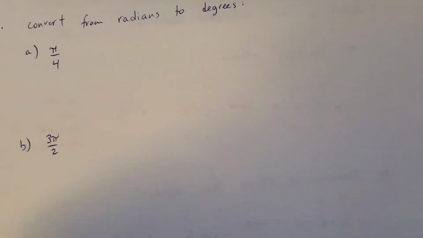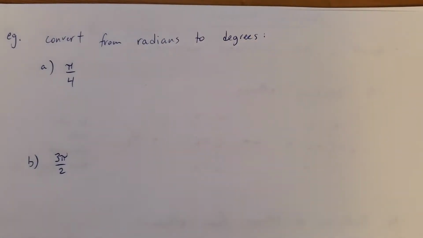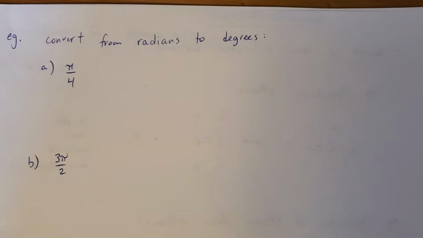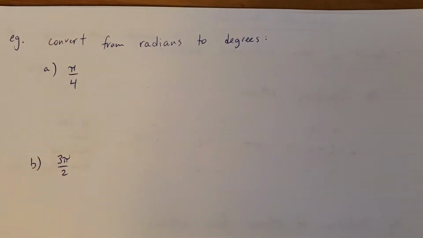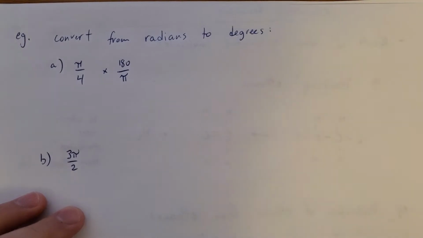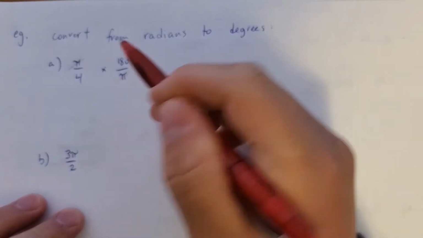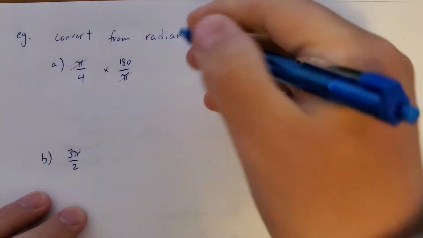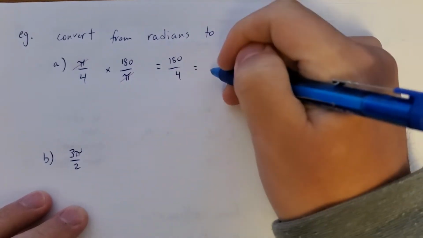So let's do it. I got a couple of examples here. I want us to convert from radians to degrees. Okay, so let me remind you. Radians to degrees, we multiply by 180 over pi. You could totally put this into your calculator right away and you get the right answer, but I just want to show you it's pretty simple. The pi's cancel. We're going to get 180 over 4. Okay, that's going to be 45 degrees.